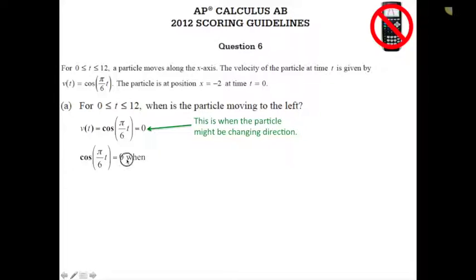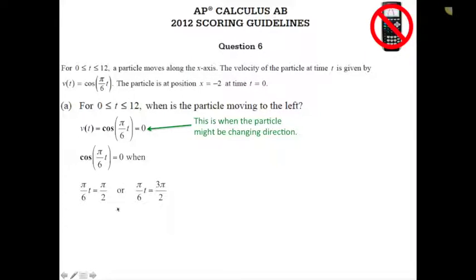So we're going to set that equal to 0. We're going to think about our unit circle. 0 is at pi over 2 for cosine, and at 3 pi over 2. So that's the theta value. That's when the angle is pi over 2 and the angle is 3 pi over 2. The angle, though, is pi over 6 times t. So we have to set that equal to those two and solve.